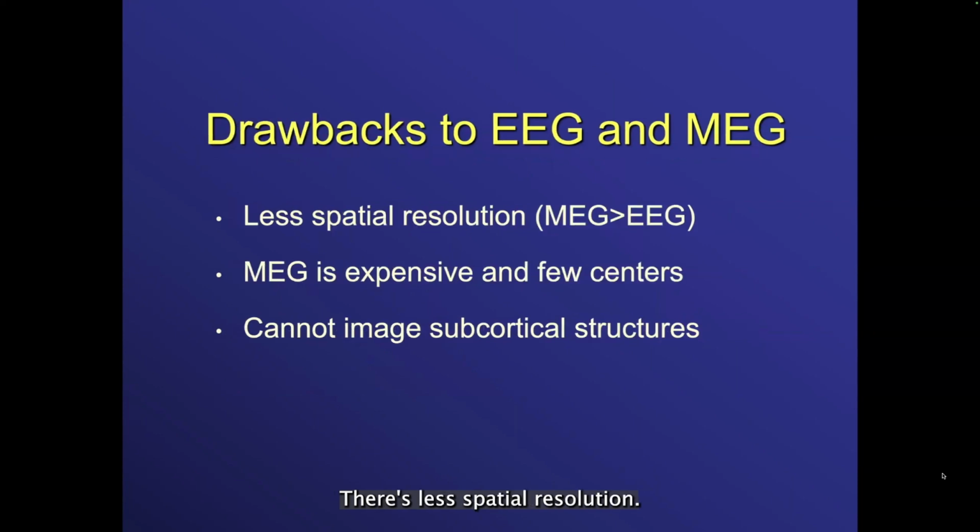There's less spatial resolution. MEG is better than EEG in this regard, but it's not on the order of millimeters like MRI. And MEG is expensive, and again, there's fewer centers, and you can't see lower brain structures. Again, this is a signal that's just outside the head. That magnetic field needs to be emanating outside the head in order to detect it. So if you go deeper in the brain, you can't see it.